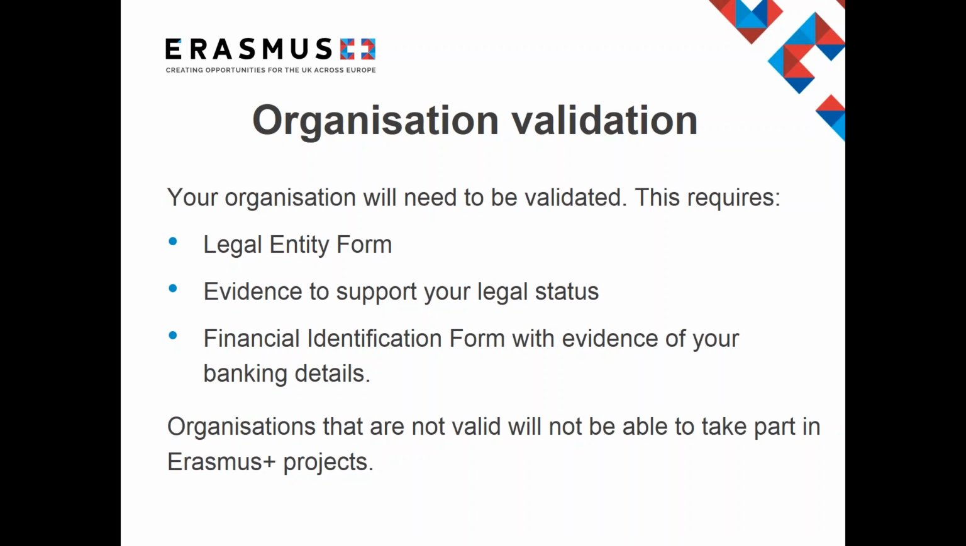During the validation process, the National Agency will check whether all the information you have put into the participant portal is complete and correct. They will check whether the required legal and financial forms have been uploaded, as well as the supporting documents. More information about this can be found in Part C of the Programme Guide. Your partners will also need to be validated by their national agencies. Please know that organisations that are not valid cannot take part in Erasmus Plus funded projects.